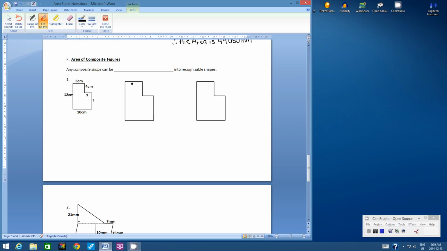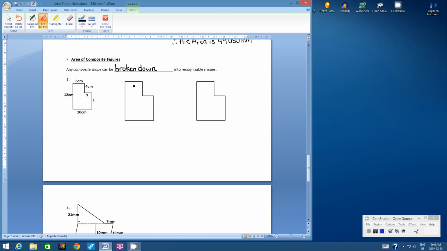Any composite shape can be broken down into recognizable shapes. A composite just means a combination of different parts. If we look at this shape, we see that it is an irregular shape. We don't really have a formula for the area of this type of shape.